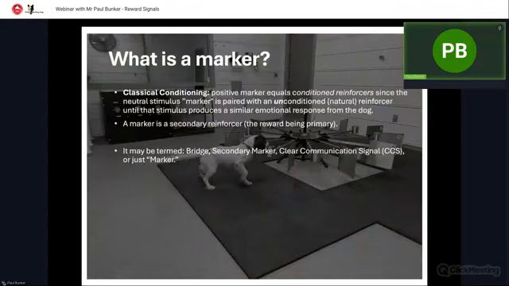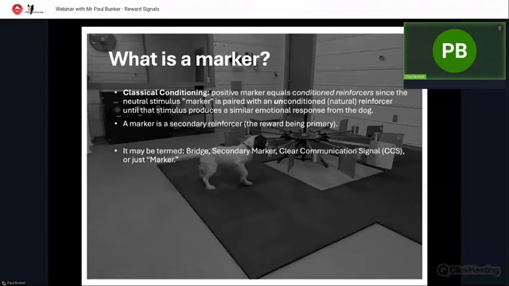So what is a marker? Well, if we think about classical conditioning, a positive marker equals a conditioned reinforcer, since the neutral stimulus, the marker, is paired with an unconditioned reinforcer until that stimulus produces a similar emotional response from the dog. That's a lot of verbiage. That is the scientific technical term.